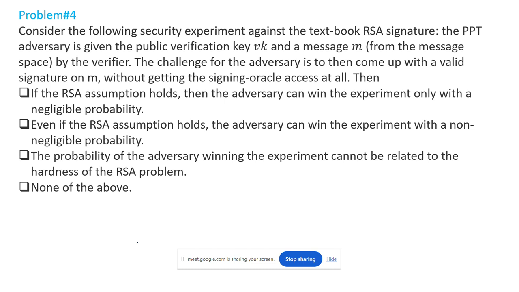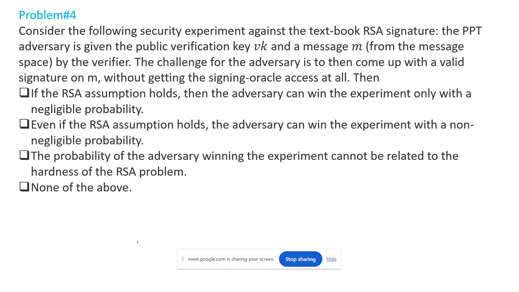Actually, you were saying that RSA signature is based on the RSA assumption. That is true. But here the question is about what the adversary is trying to do: it is trying to come up with a valid signature on M without getting the signing oracle access.